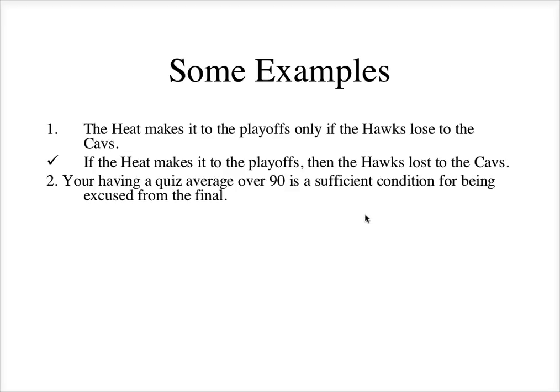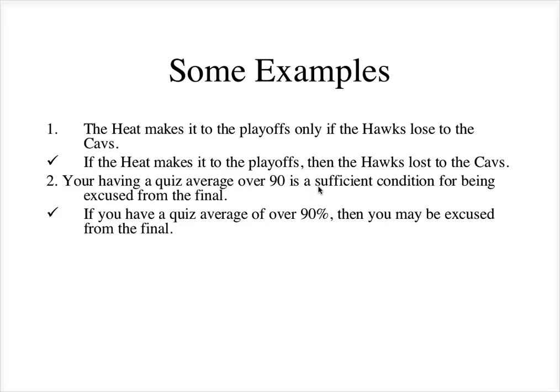So here's one with a sufficient condition. This part that's the sufficient condition, you're having a quiz average over 90, will come first in the sentence. It will be the antecedent. So if you have a quiz average of over 90%, then you may be excused from the final.